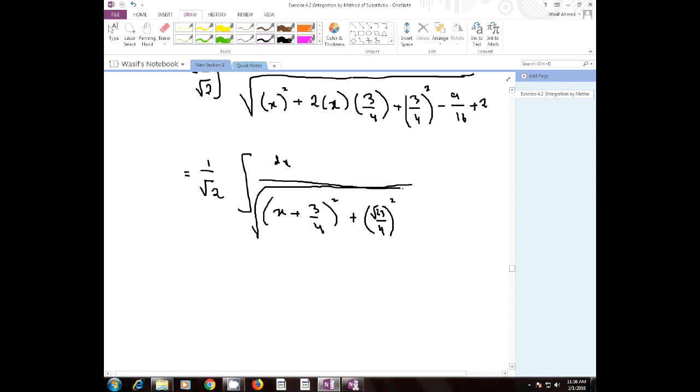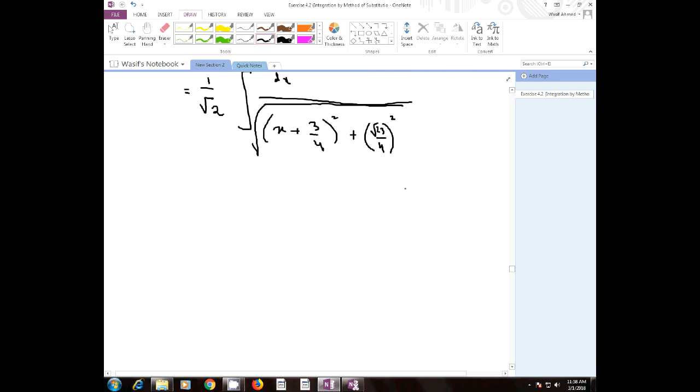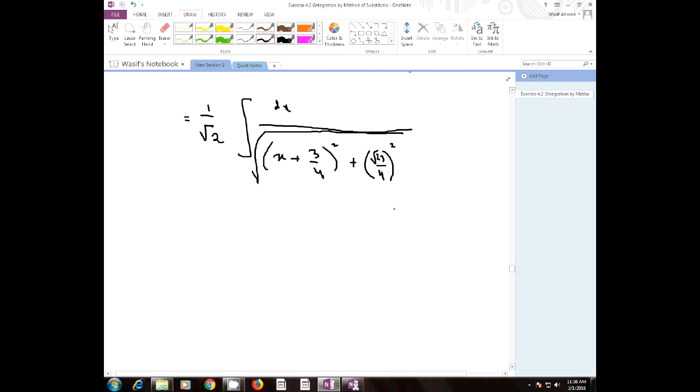And there is a square root also. Now we can see that this is the form of x square plus a square. From junior classes, you have learned that the integral of 1 divided by square root a square plus x square is sine hyperbolic inverse x divided by a.